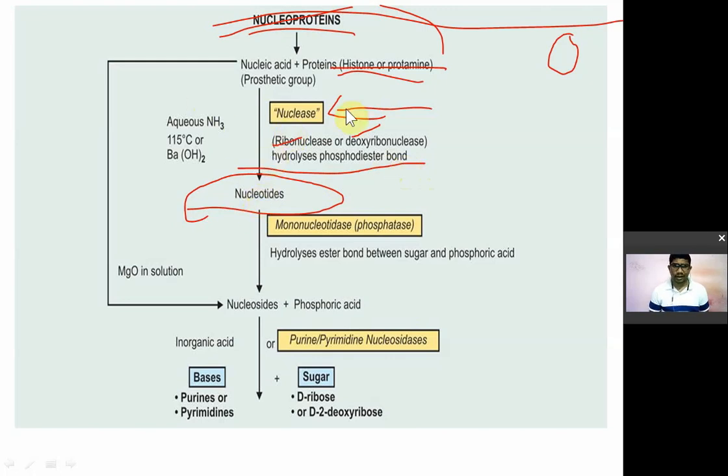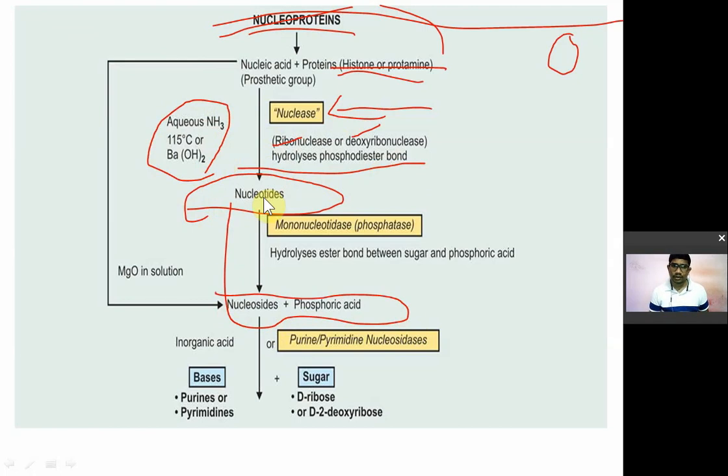Again, अगर आप nucleases नहीं use करना चाहते तो you can digest this nucleoprotein by using acid hydrolysis, sorry, base hydrolysis or alkali hydrolysis. Okay, so aqueous ammonia you have to use at 115 degrees. My point is nothing but the hydrolysis of this nucleoprotein will give you nucleotides, and again hydrolysis of this nucleotide will give you nucleosides plus phosphoric acid.